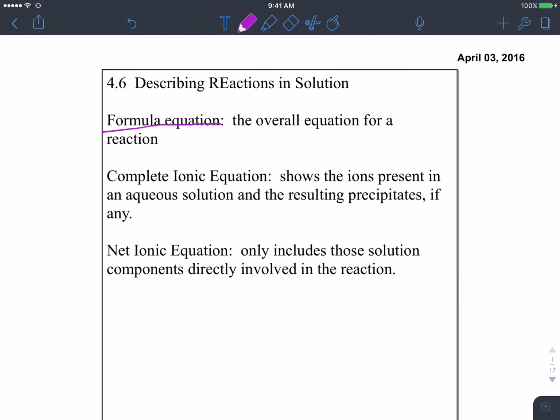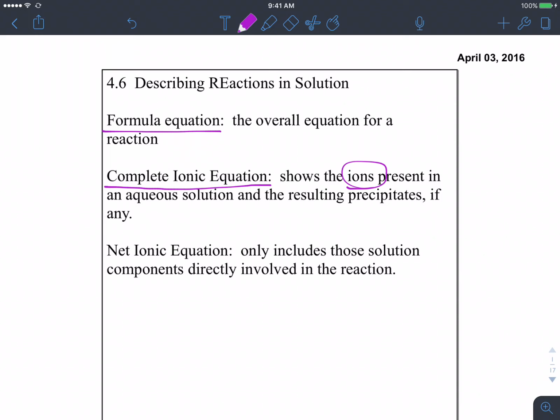A formula equation is the equation that you're used to doing. It's the one where you write your reactants and your products and you balance the equation. It's the ones that you're used to. The complete ionic equation is a little different. This shows the ions present. So this is where we're going to take a look at those solubility rules.